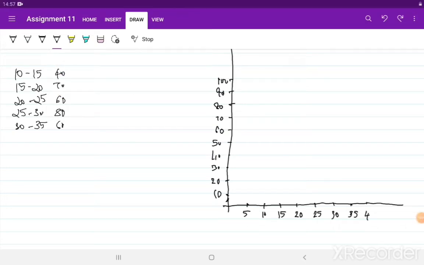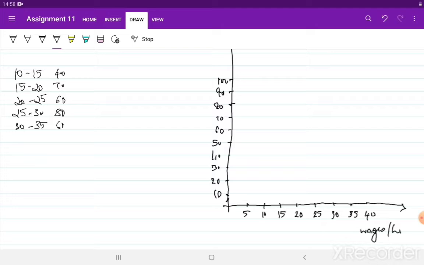The next question to be solved, the class table or the frequency table is already given to you. It starts with 10 to 15 and the uppermost class interval is 30 to 35, and these are the number of workers working for per hour wages. So the question asks you to construct a frequency polygon, first using a histogram and second without using the histogram. So first let's do the histogram part.